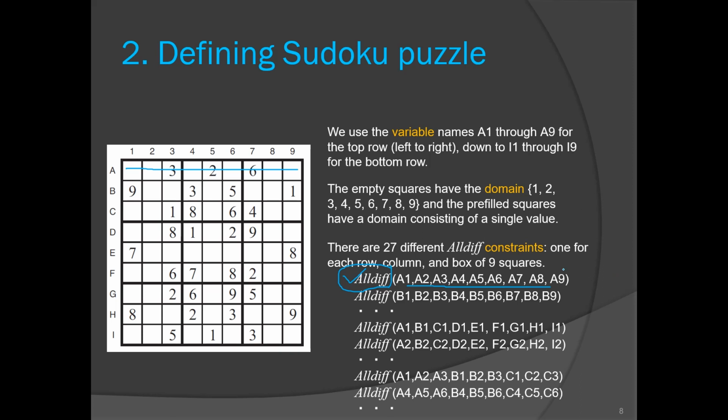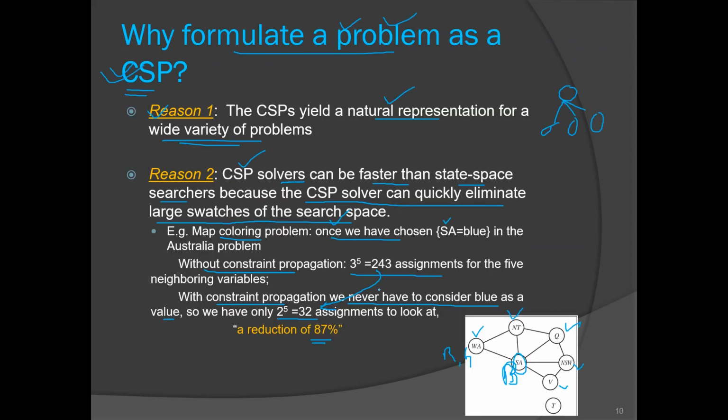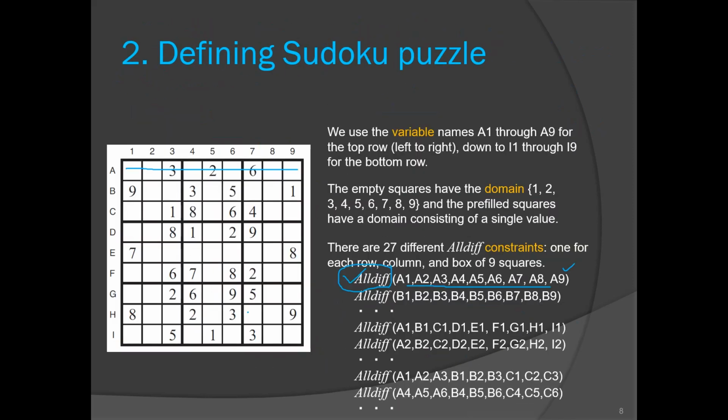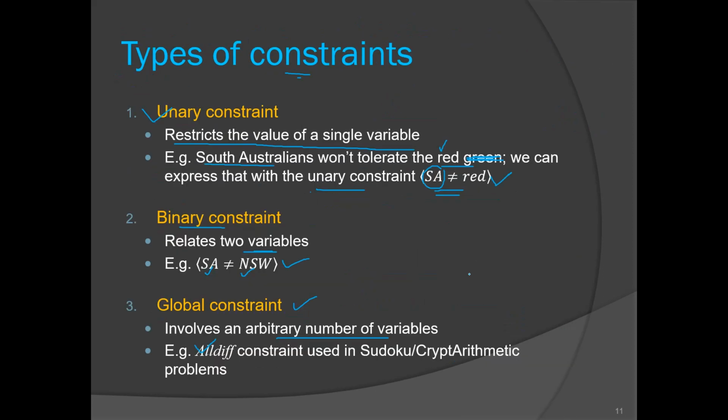All the variables involved in this constraint should have different values. We have an arbitrary number of variables there, so that is known as a global constraint, and it is not compulsory that this constraint should include all the variables. Here, a total of 81 variables are there, but for one constraint we are considering only 9 variables. So it is not compulsory to include all the variables in global constraints. I think these types are clear to you.